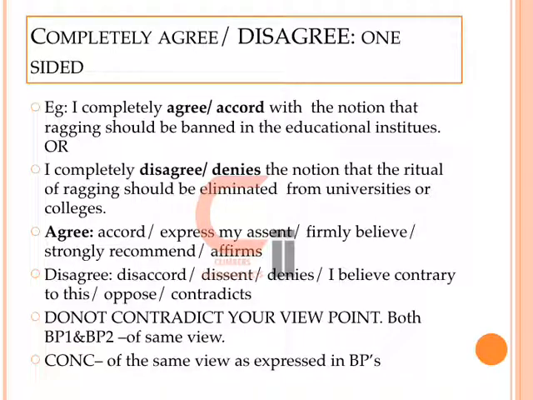But one thing you need to focus on is that when you choose completely agree or disagree, stick to one point. Do not contradict your viewpoint in your body paragraphs, as you have already mentioned that you are firmly with this notion. You completely agree or completely disagree, then you have to stick to one option. You don't have to go partially or state the other viewpoint. So do not contradict your viewpoint, and you have to make the conclusion accordingly.